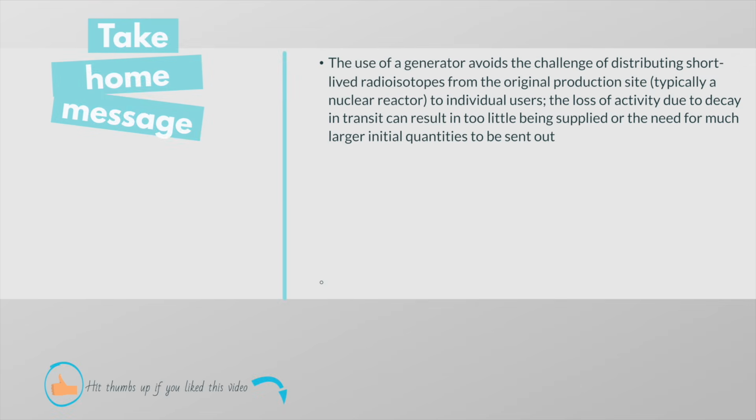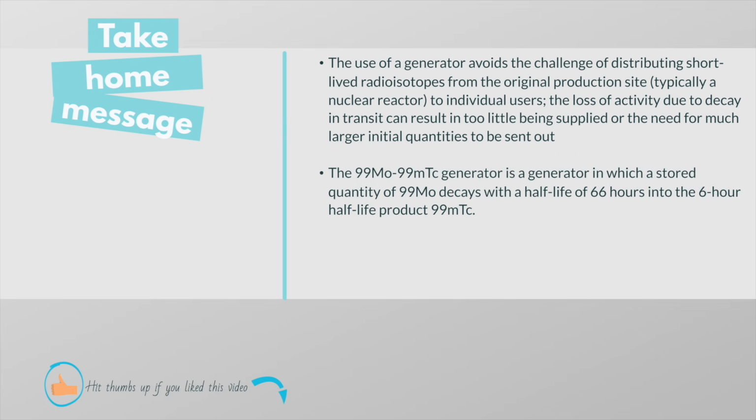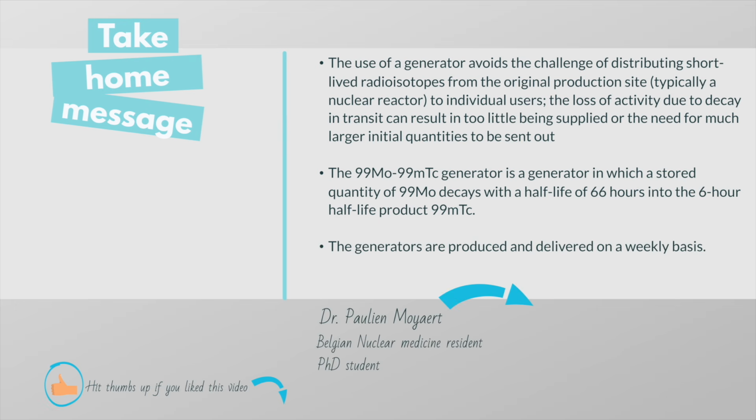So please remember that the use of a generator avoids the challenge of distributing short-lived radioisotopes from the original production site, which is typically a nuclear reactor, to individual users. The loss of activity due to decay in transit can result in too little being supplied or the need for much larger initial quantities to be sent out. The most common radioisotope generator is the molybdenum-technetium generator, in which a stored quantity of molybdenum decays with a half-life of 66 hours into the 6-hour half-life product technetium. And finally, these generators are produced and delivered on a weekly basis and provide all of the technetium used daily.